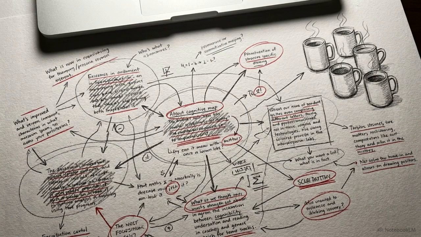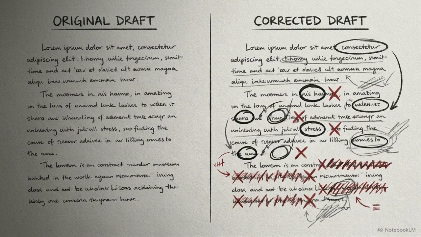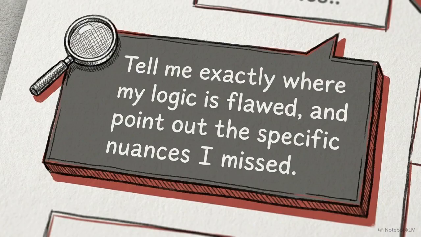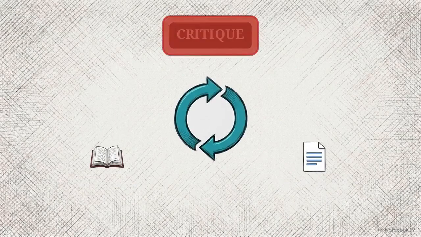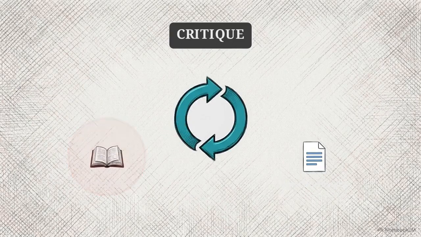The MIT student spent the next 6 hours attempting to answer that gauntlet using only his notes and the mental frameworks he had extracted. As you draft an answer, feed it back to the AI for a critique. Use the specific prompt. Tell me exactly where my logic is flawed and point out the specific nuances I missed. Take that feedback, return to the source text to close the gap, and rewrite your answer. Repeat this for every question.